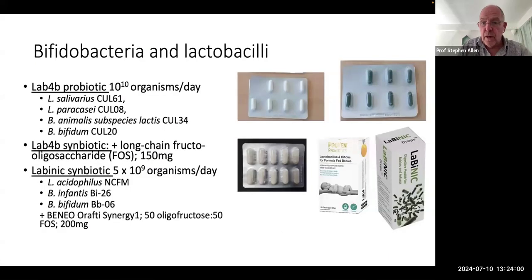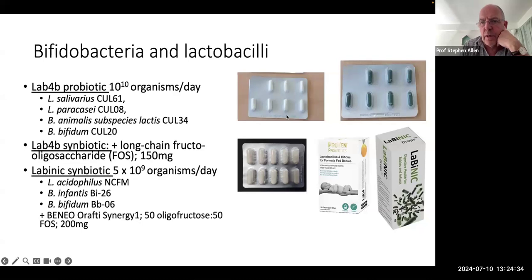These were the interventions. They're off-the-shelf interventions. The Labinic is used a lot for preterm babies throughout Europe, certainly in neonatal units to prevent necrotizing enterocolitis. But we had that formulated for our study as a symbiotic with the addition of fructo-oligosaccharides. And then the Proven 4B, the Lab4B probiotics, we used as just the probiotic organisms, and then also formulated as a symbiotic with fructo-oligosaccharides.